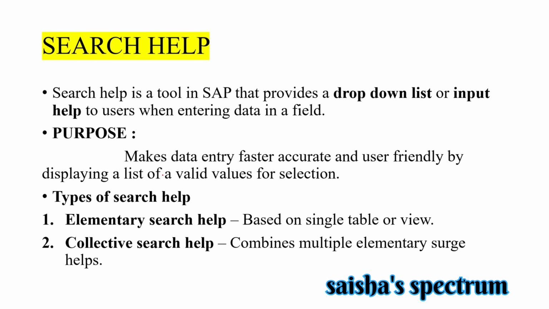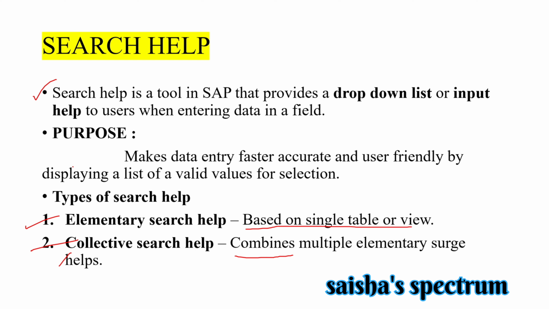So, what is a search help? It is a tool in SAP that provides a drop-down list or an input help for the user when entering a field. There are two different types of search help: elementary search help and collective search help, where elementary search help is based on a single table or a view, whereas collective search help combines multiple elementary search helps.